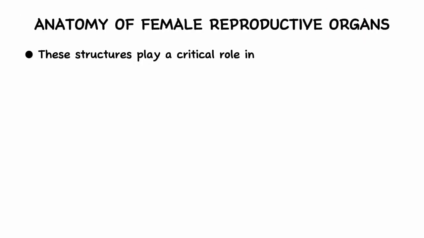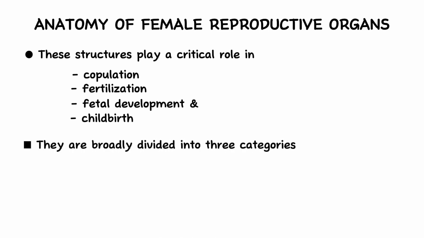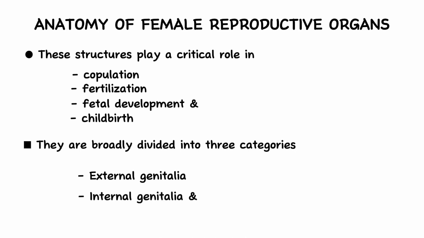Anatomy of female reproductive organs. These structures play a critical role in copulation, fertilization, fetal development, and ultimately childbirth. Let's start by classifying the reproductive organs. They are broadly divided into three categories: external genitalia, internal genitalia, and accessory reproductive organs.